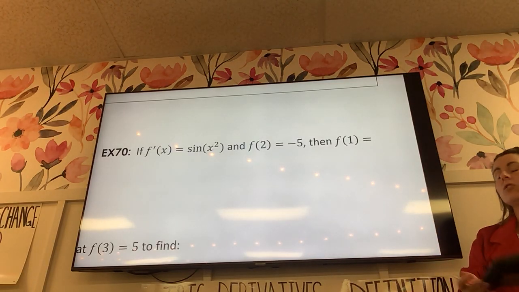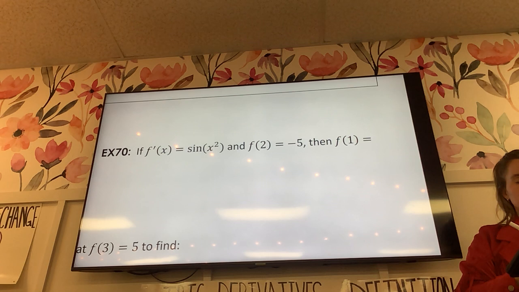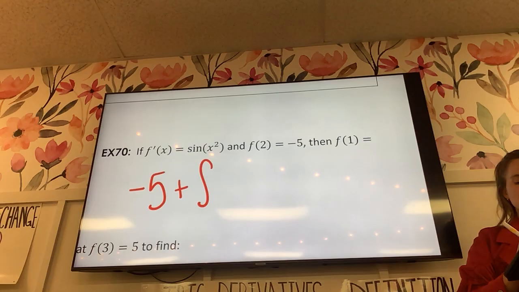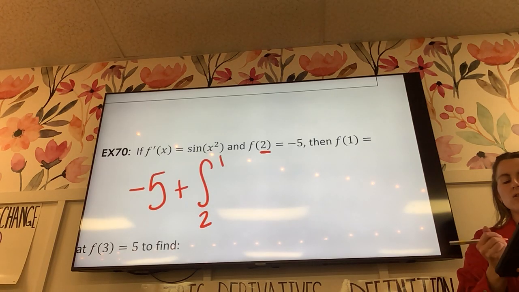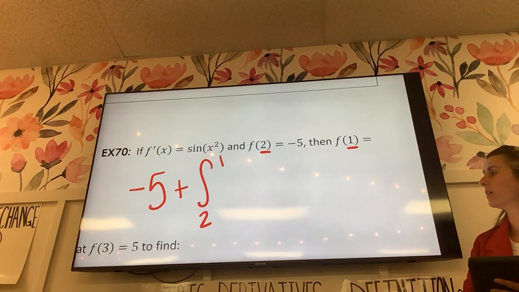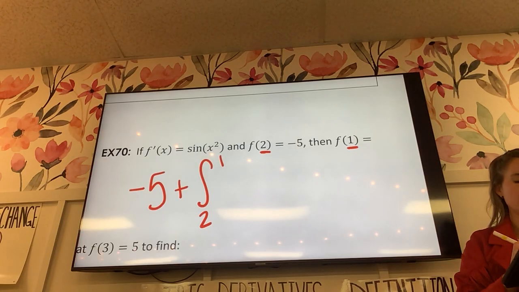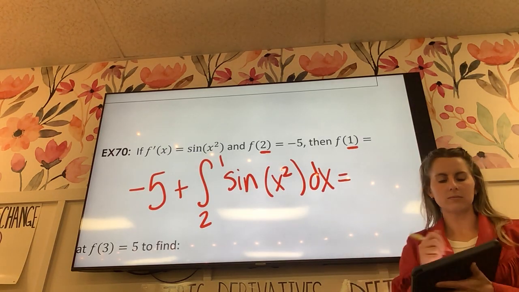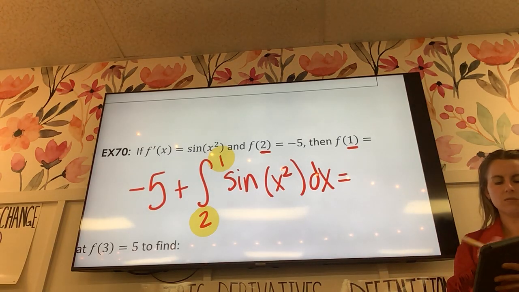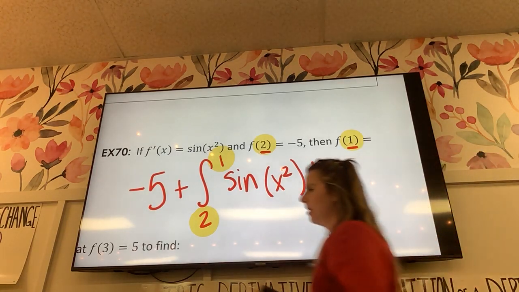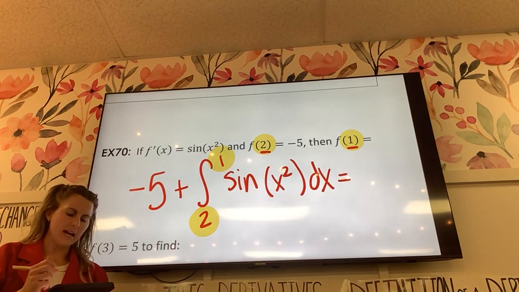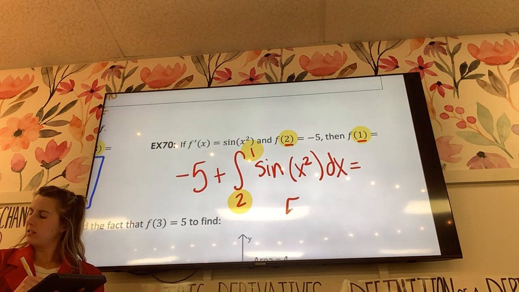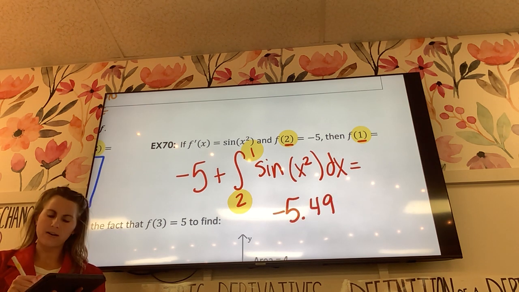So you're going to take your initial value, which is negative 5. We're going to add that to the integral from 2 to 1. So initial value first, what you're trying to figure out, and your derivative function here on the inside, and then you can type it all in the calculator. So initial value, what you're trying to figure out. And then when you type all of that in, you will get negative 5.4945.